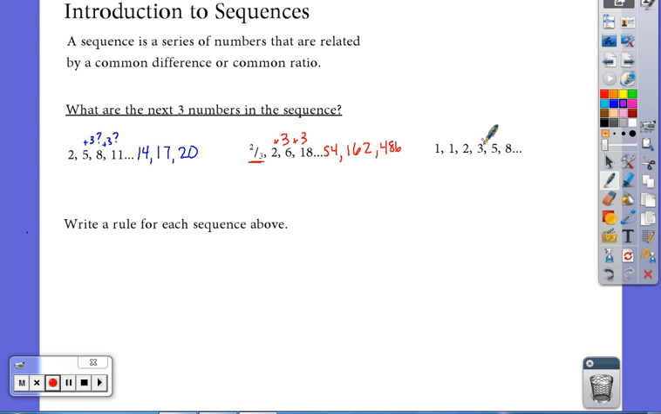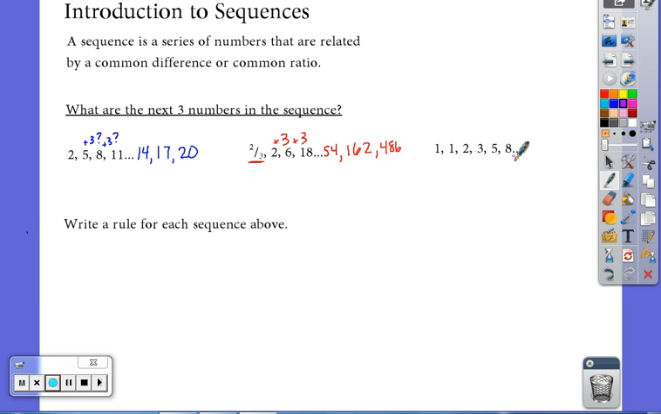But when I go from 3 to 5, adding 1's not going to work again. And from 5 to 8, adding 1's not going to work again. So let's retrack and let's find out if multiplying helps. So 1 times 2 is 2, but then 2 times 2 would be 4, not 3. So this sequence here does not appear as though we can add or subtract. It also does not appear as though we can multiply or divide to go from one term to the next. So we have to look for other patterns or other strategies to find the next three terms in this sequence.